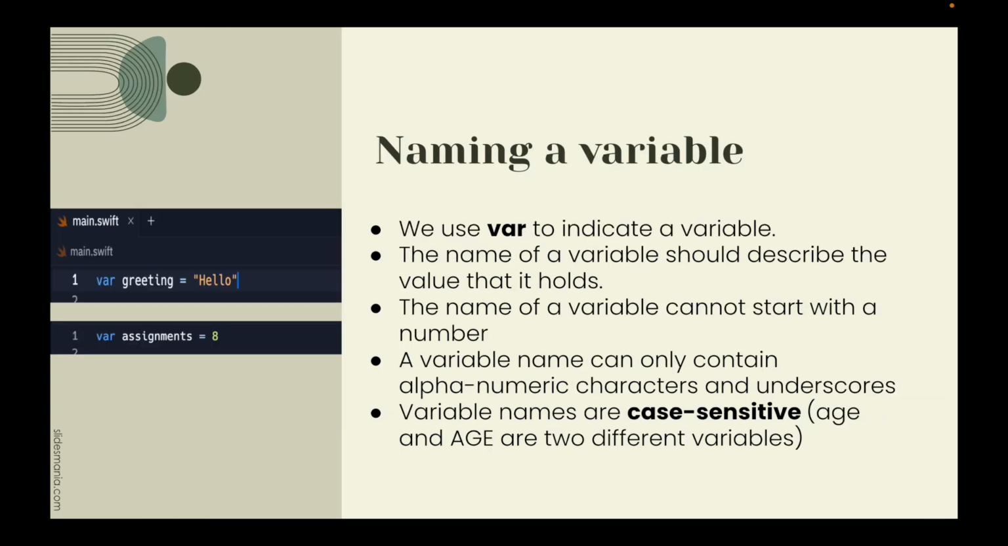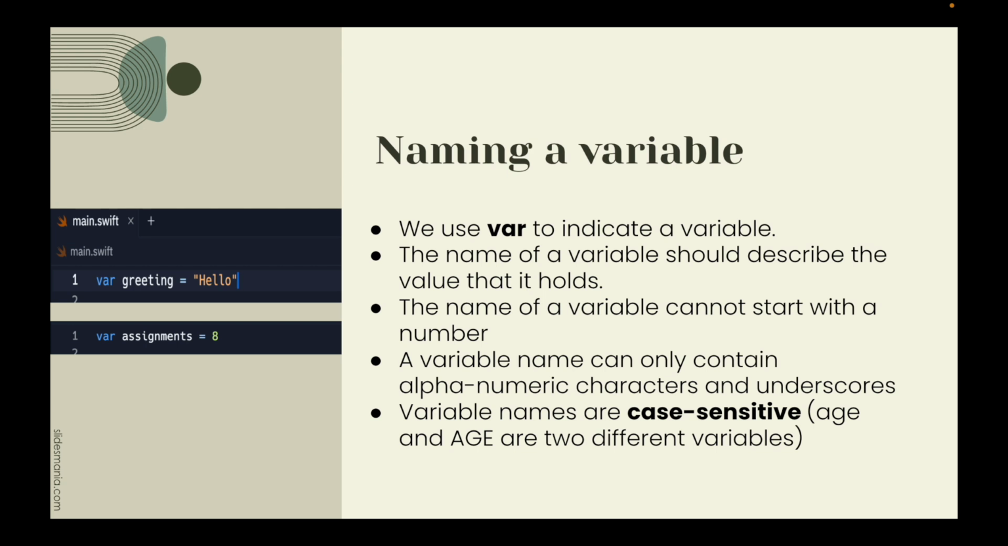So we use var to indicate a variable. The name of a variable should describe the value that it holds. And so, for example, to the left side, we have var greeting equals hello. So the name of the variable, greeting, describes the value that it holds, so hello. And then the name of a variable cannot start with a number. So a variable name can only contain alphanumeric characters and underscores. Variable names are case sensitive. So lowercase h and uppercase h are two different variables.